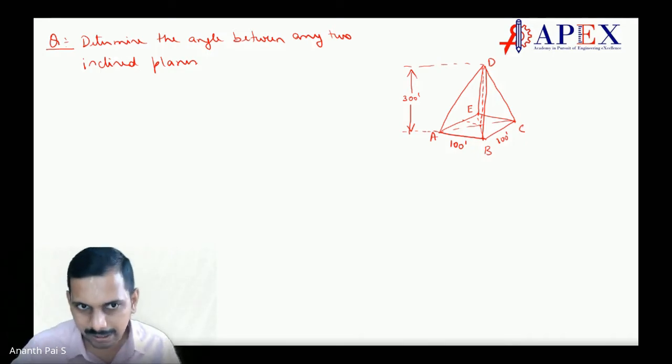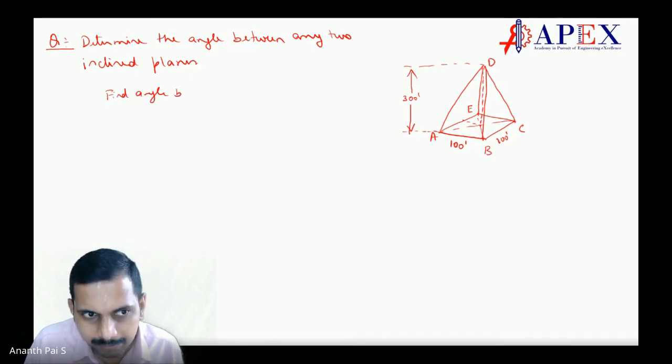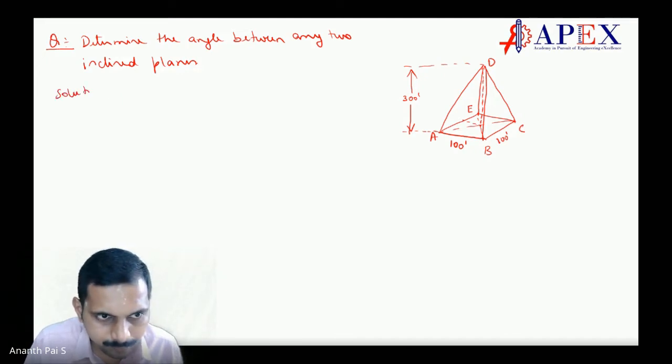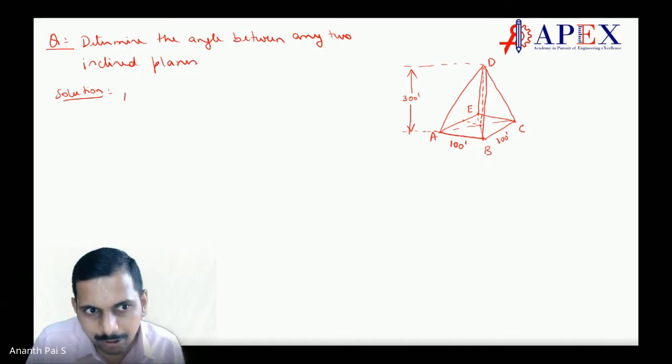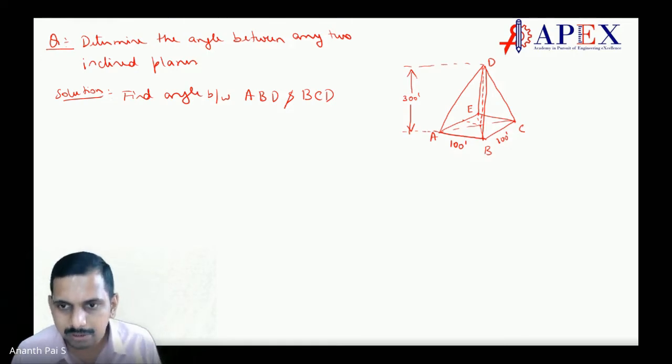I'll give you an example. We will do only one thing, because you could have done any one, since all the angles are the same. So what you're finding is the included angle. So let us see. Find the angle between, as a solution, the planes A, B, D and B, C, D. Two inclined planes. We are going to find the angle.